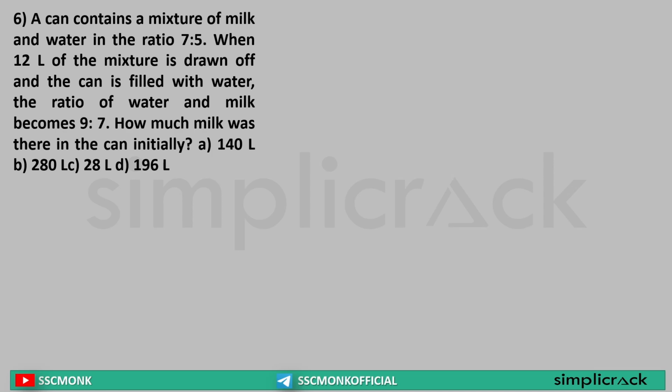A can contains a mixture of milk and water in the ratio of 7 is to 5. When 12 liter of that mixture is drawn off and then the can is filled with water, the ratio of water and milk becomes 9 is to 7. How much milk was there in the can initially? Yes or no? Yes. Now what it is saying, milk, water, ratio 7 is to 5. When I take out 12 liter mixture, that means from milk and water 12 liter is gone. That means after I take out the 12 liter, the ratio of milk and water will still be 7 is to 5. This is the basic thing you need to understand.